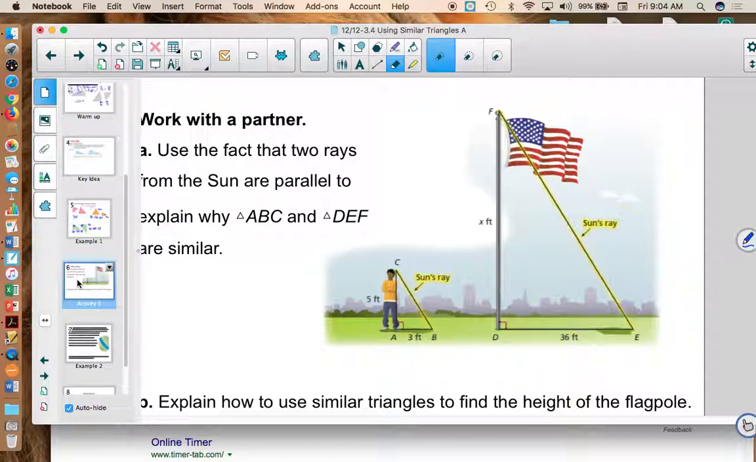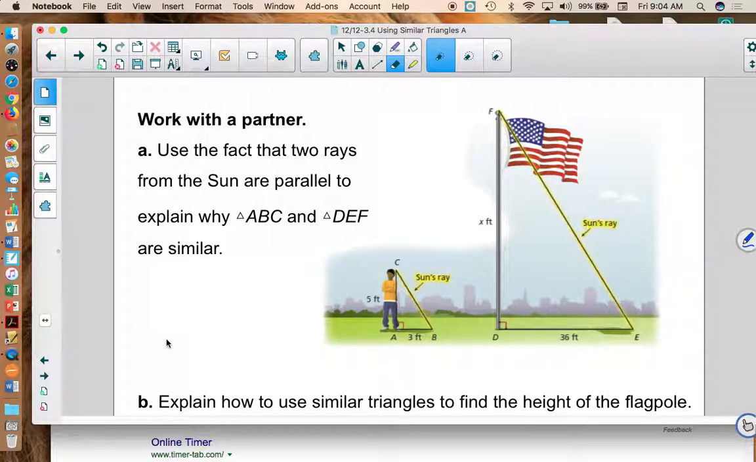Okay, now we're going to use proportionality. We're going to talk about how we can use that to find an unknown measurement. That's where we're at here. Use the fact that the two rays from the sun are parallel to explain why triangle ABC and triangle DEF are similar. Why would they be similar?